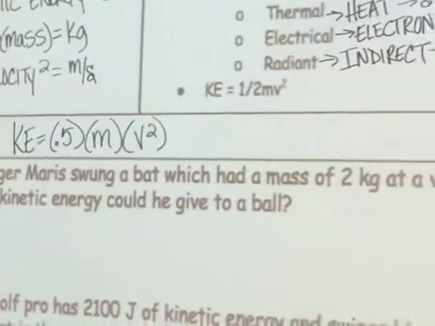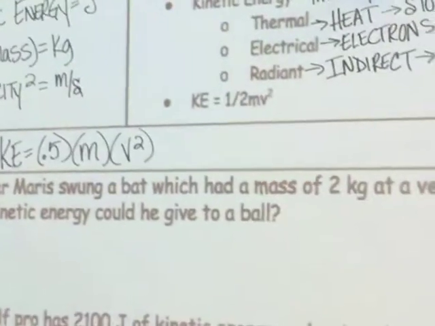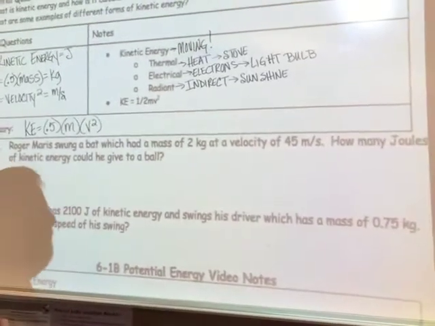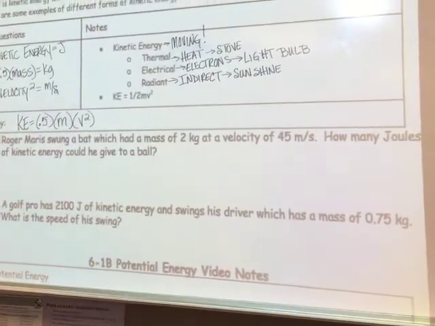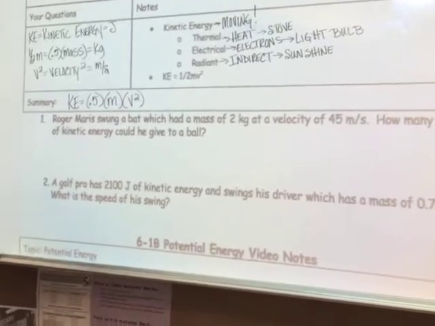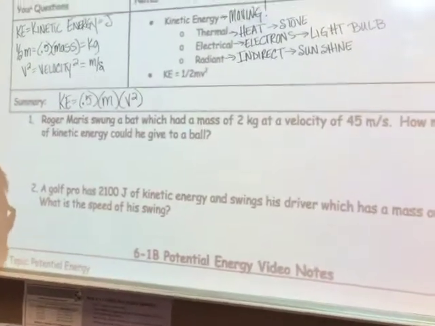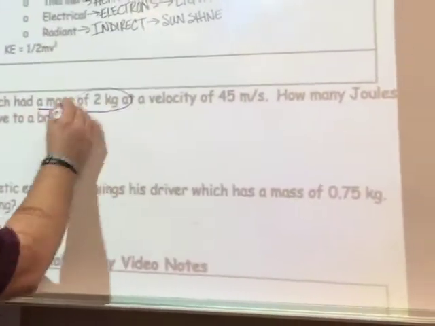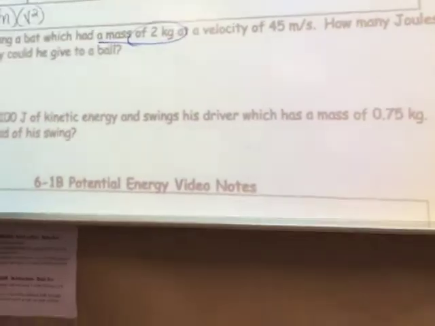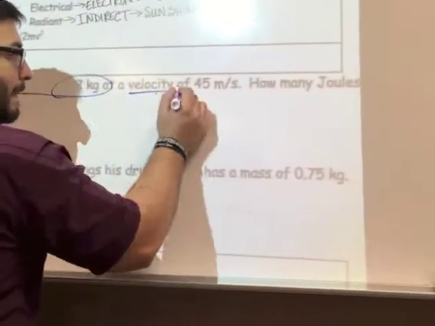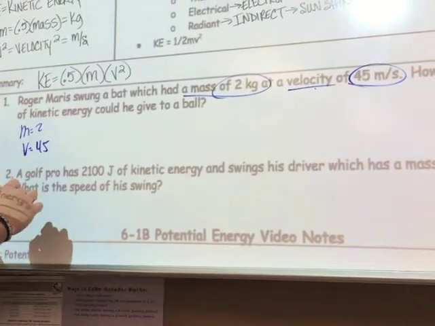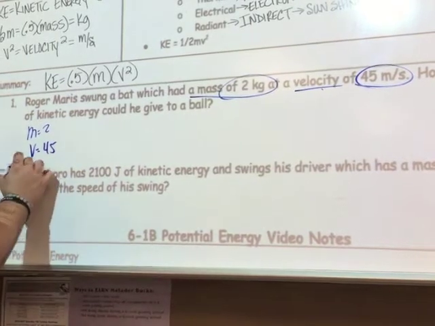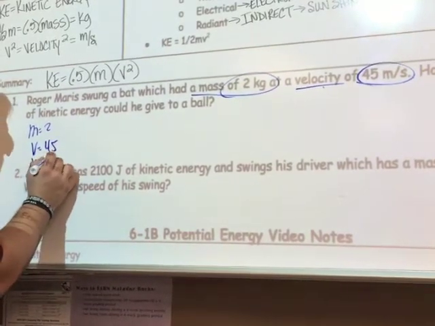So let's take a look at our equation here. Number one: Roger Maris swung a bat which has a mass of 2 kilograms at a velocity of 45 meters per second. How many joules of kinetic energy could he give to a ball? Well, we have our information for us. Let's pull it out. A mass of 2 kilograms, so mass equals 2, and we have a velocity of 45 meters per second.